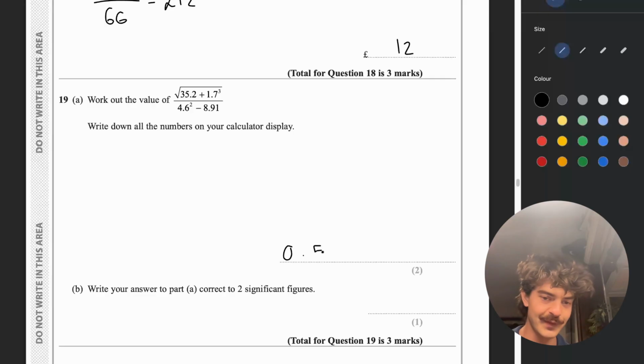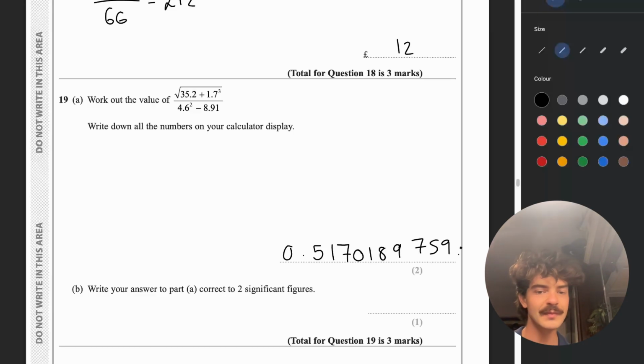I got 0.5170189759. And then we want this correct to two significant figures. Significant figures, we look at the first digits. We ignore the zeros. We look at the digits. So here's our first one. Here's my second one. Do we round it up? Absolutely we do. The 7 is going to force it to go up. So we've got 0.52 as our answer here.